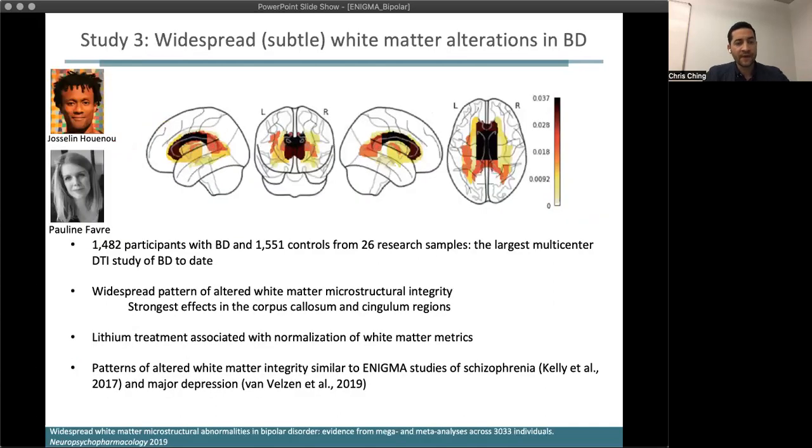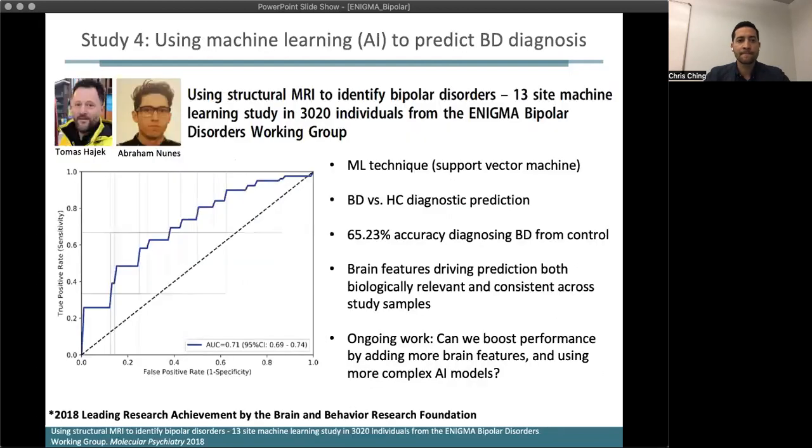So in our third sort of foundational study, we were looking at the brain's white matter, so connection between brain regions. And again, we found this widespread, subtle pattern of altered white matter microstructural integrity. We found that lithium appeared to have a normalizing effect on these white matter metrics. And importantly, the patterns that we were seeing here to some extent overlap what we were seeing from some other large-scale ENIGMA studies of schizophrenia and major depression.